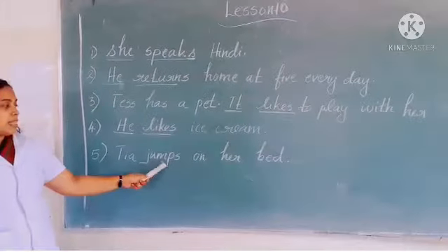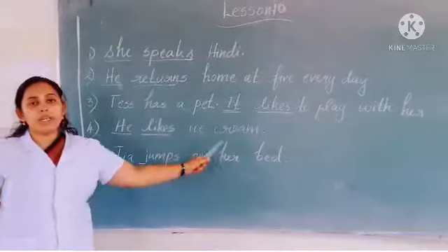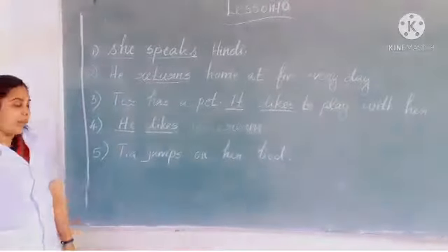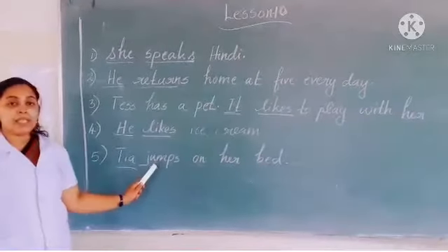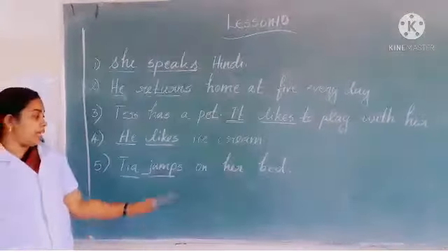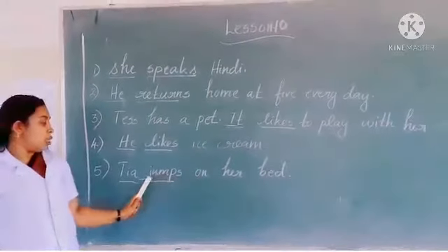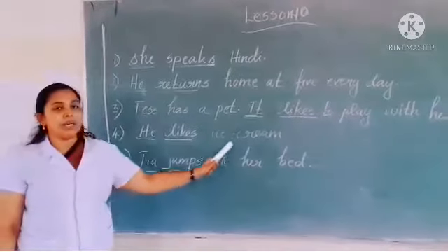Fifth one: Tia jumps on her bed. Which is the noun? Yes, Tia. Tia is a girl. So the verb is jump. Tia is only one girl. That's why we add s to the verb. So we will get the word jumps. Tia jumps on her bed.